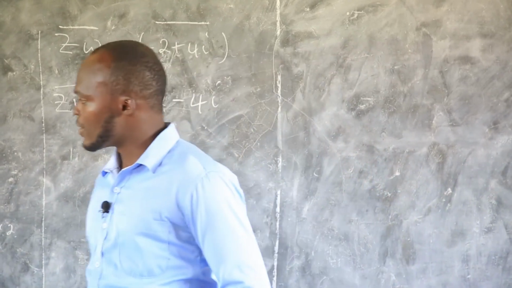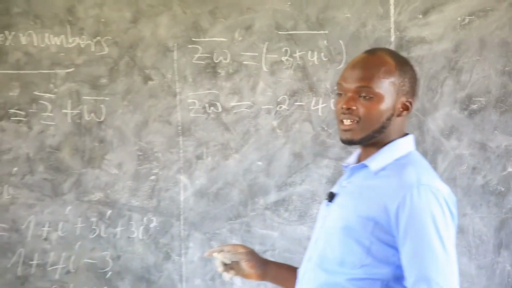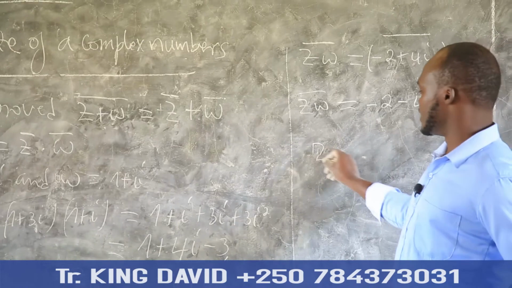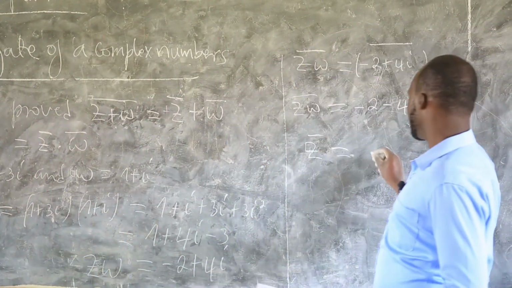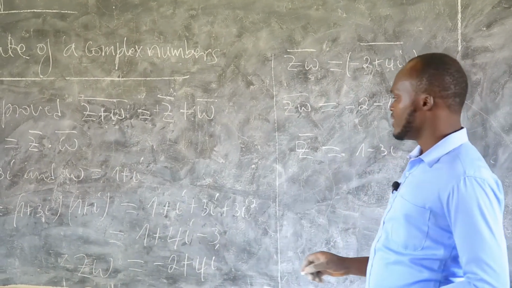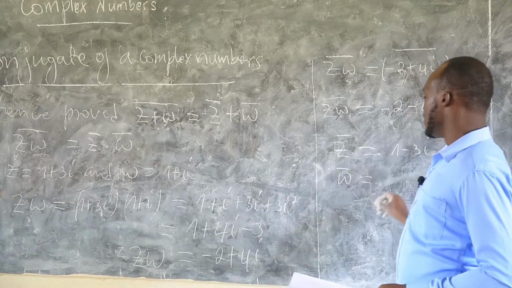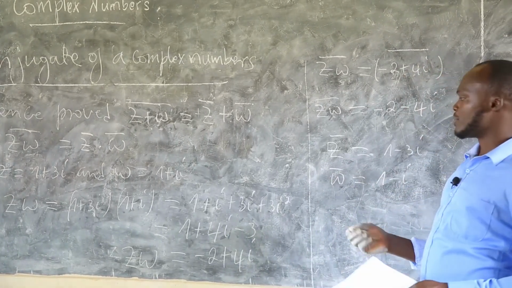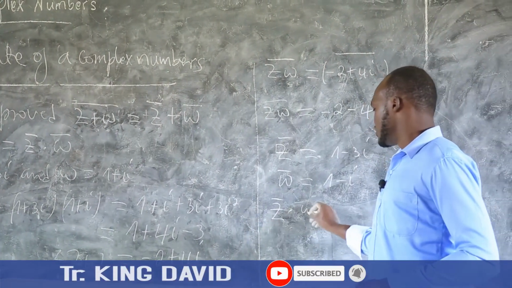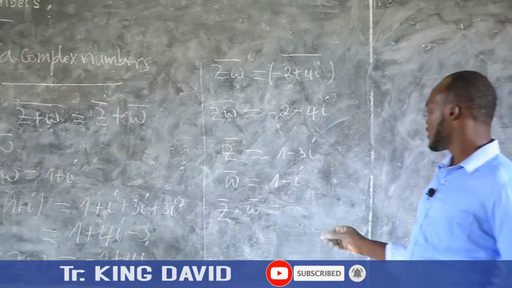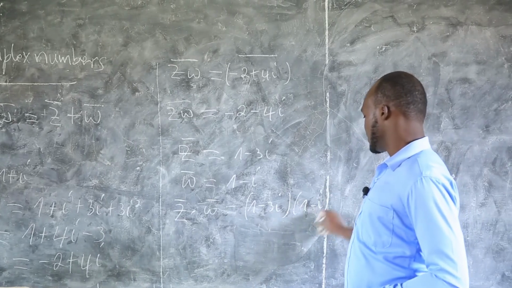We're going to try the right-hand side, which is Z conjugate times W conjugate. So let us first find the conjugate of Z. Our Z is 1 plus 3i. Its conjugate is 1 minus 3i. So W is 1 plus i. Its conjugate is 1 minus i. So now the product of their conjugates. We have Z conjugate times W conjugate, which is 1 minus 3i times 1 minus i.